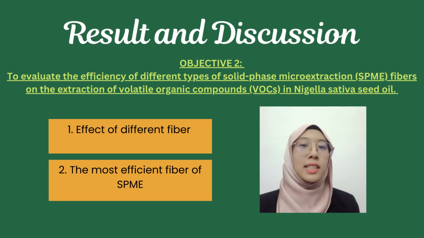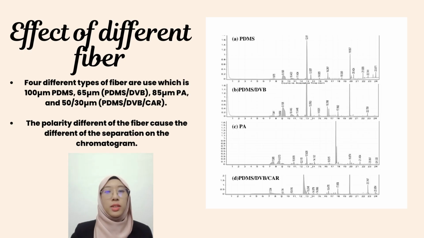For Objective 2, there are 2 things to be discussed. 4 different types of fiber are used: 100 micrometer polydimethylsiloxane, 65 micrometer polydimethylsiloxane and divinylbenzene, 85 micrometer polyacrylate, and 50/30 polydimethylsiloxane, divinylbenzene and carboxen. The polarity difference of the fibers causes different separation on the chromatogram. The PDMS fiber is a non-polar fiber, PA is a polar fiber, and PDMS/DVB and mixed PDMS/DVB/carboxen are bipolar fibers.